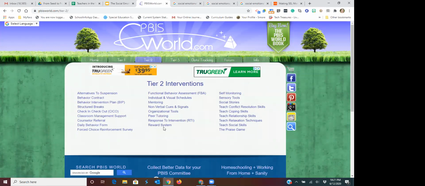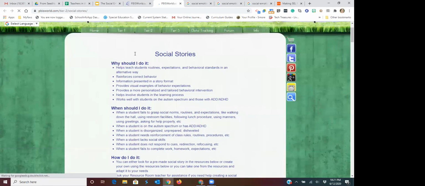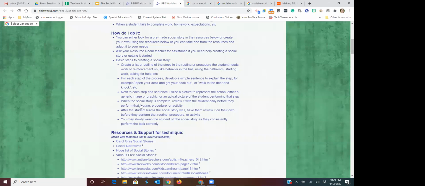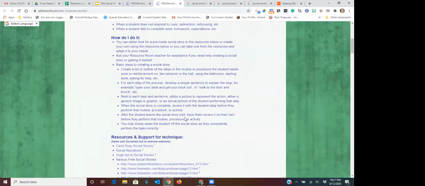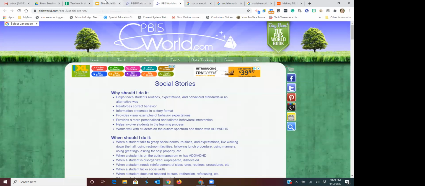And you're looking at those going, okay, that's good, but what does that mean? Well, we just talked about social stories. Let's click on it. Look there: how do I do it? And then resources to support it. And they have that for everything on there. So that's a great website to keep up with.